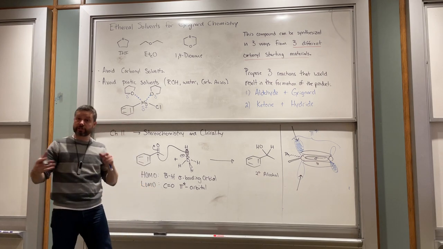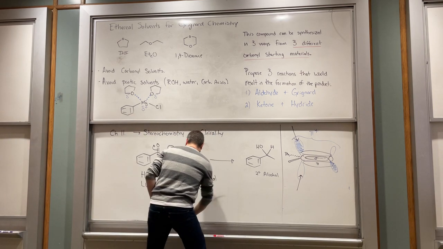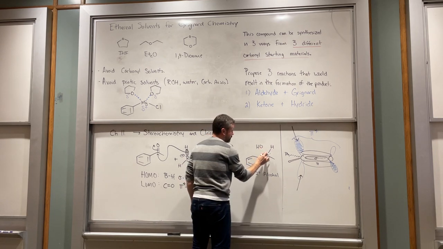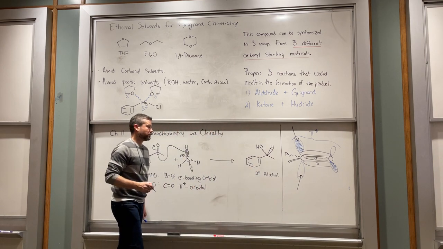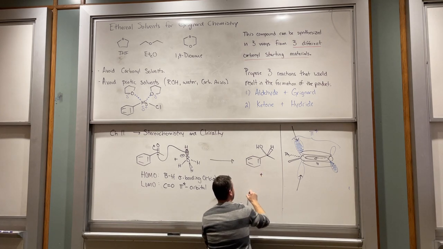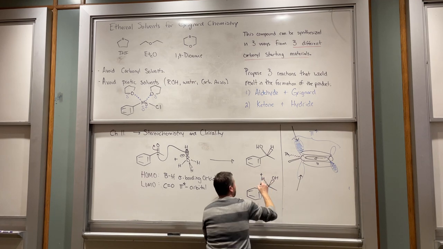And the addition to those two different faces is going to give us two different isomers. We can get an isomer where we have the hydroxyl group going towards the back of the board and the hydrogen coming out of the board. You can also imagine that if the hydride is added to the opposite face, we would create another isomer of this molecule, where the hydroxyl group is coming out and the hydrogen is going back.